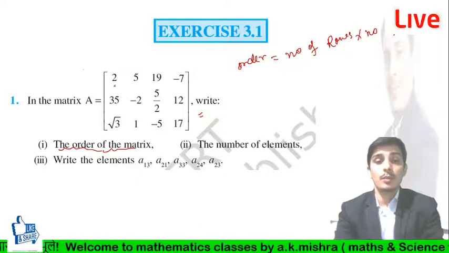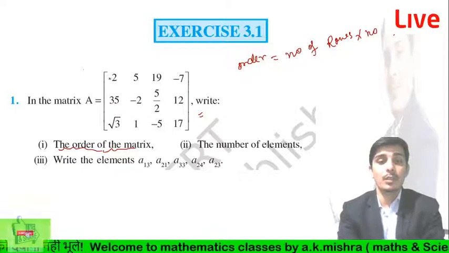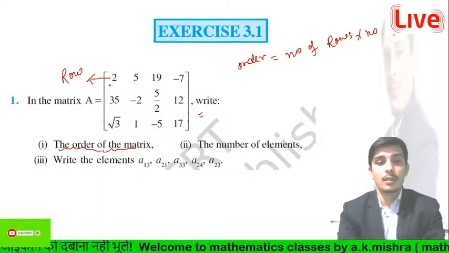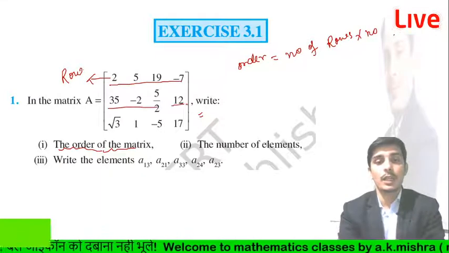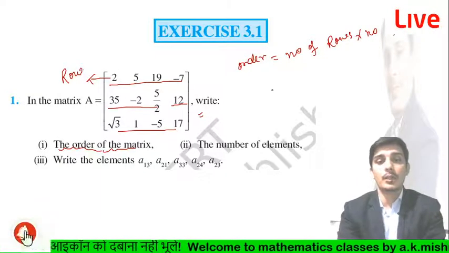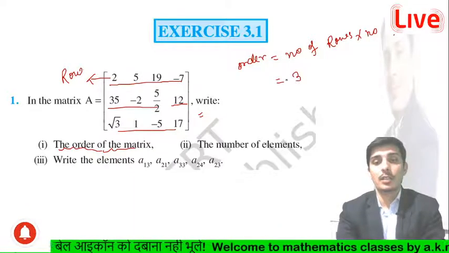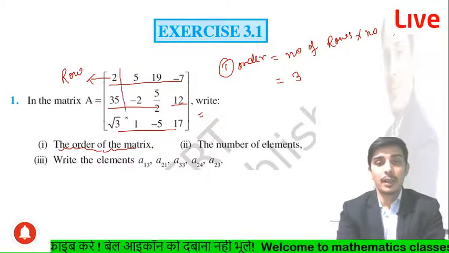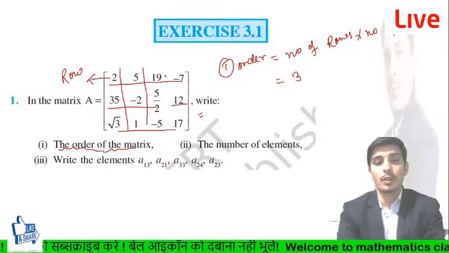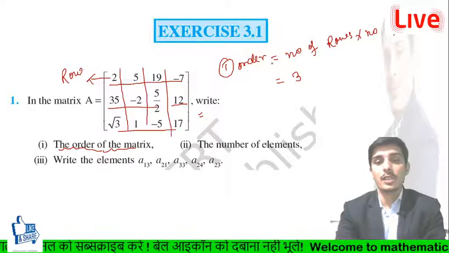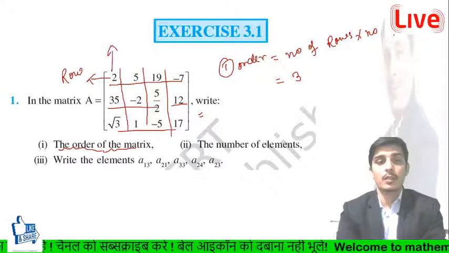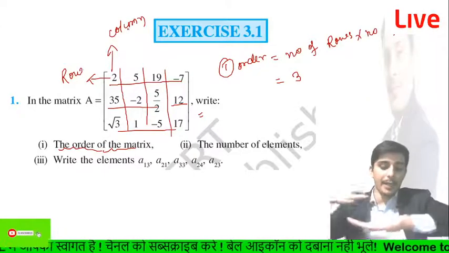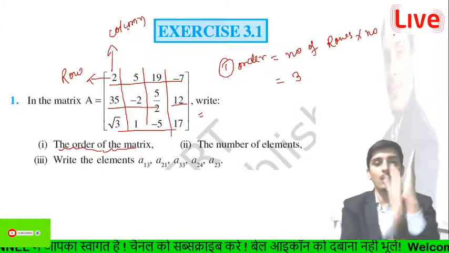So number of rows: what is a row? The horizontal line is called a row, so all these lines are rows. How many rows? Here there are 3 rows. And the vertical line is called a column. How many columns? 4 columns. This line is also considered a column. So the horizontal line is called a row, and the vertical line is called a column.